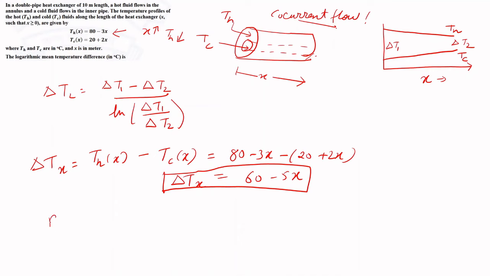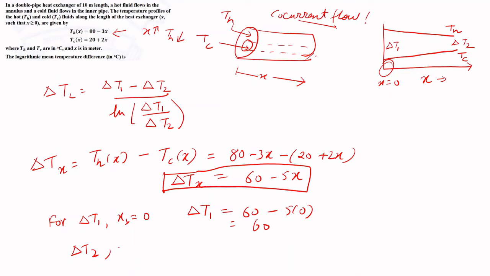Now for delta T1, x is equal to 0. So we will be getting delta T1 is equal to 60 minus 5 of 0. We are considering right now this point, that is my x equal to 0. So it will become 60. Similarly for delta T2, we can take x equal to L, and we have been given the length as 10 meter. Delta T2 will become 60 minus 5 into 10, which is 60 minus 50, that is 10. So we have delta T1 and delta T2.